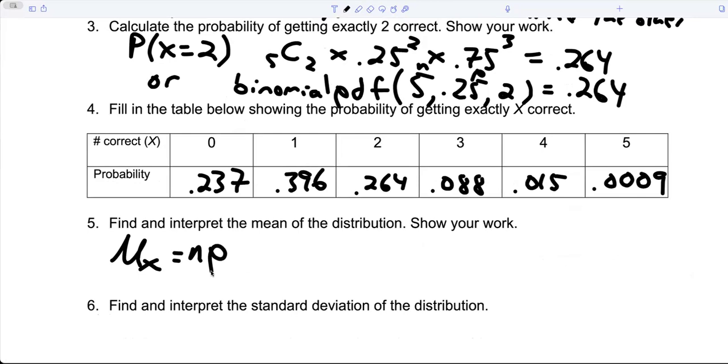If you think about it, that makes sense, right? If I'm a 72% free throw shooter, not like my illustrious basketball players in here, right? But if I shoot 100 free throws, then I should make 72 of them, on average. And so I'm taking the total number and multiplying that by the probability. So what is the mean of this distribution? It's going to be 5 times 0.25. So that's going to be 1.25.